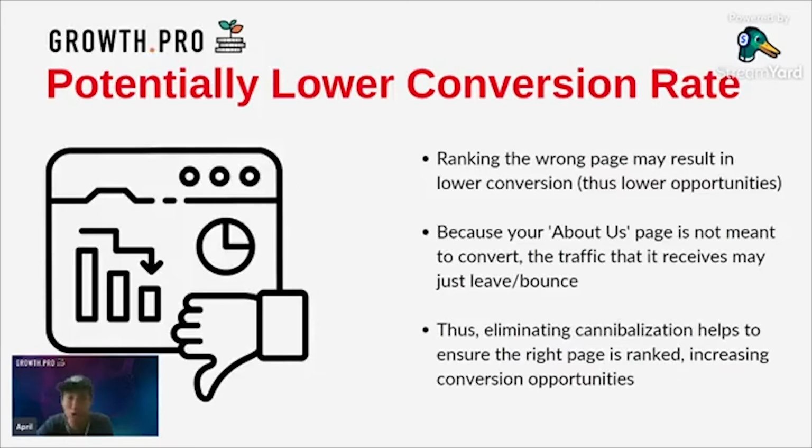So your conversion optimization on your About Us page is probably not doing so well compared to your money-making pages, which is going to be your service page. So that page, maybe you have been spending a lot of time optimizing its conversion and all that, just making sure that it's converting well. However, because Google is not ranking that page, that will lower your potential conversion rate. All right, so when you eliminate cannibalization, making sure that the right page is ranking for the right keyword, bringing in the right traffic to that page, then you will be able to increase your conversion opportunities.